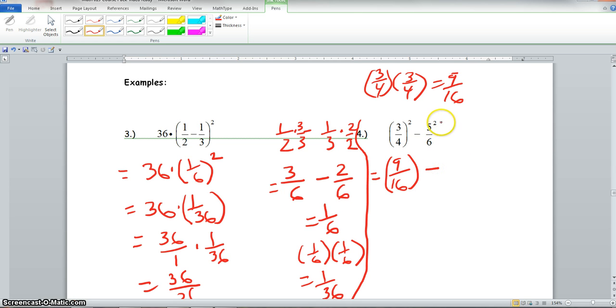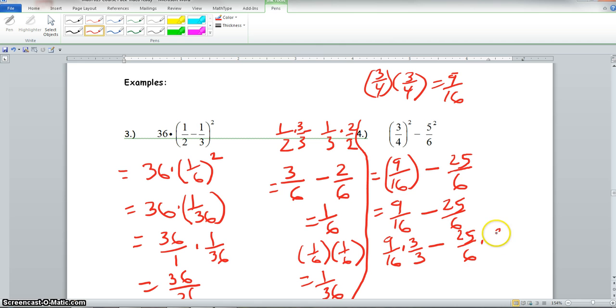Minus. Now, this 5 is the only thing that's taken to the second power. So 5 squared is 25 all over 6. So we had 9/16 minus 25 over 6. Now we need to find a common denominator of 16 and 6. The common denominator of 16 and 6 is 48. So we had 9 over 16. We have to multiply this numerator and denominator by 3, minus 25 over 6, and we'll multiply this numerator and denominator by 8.